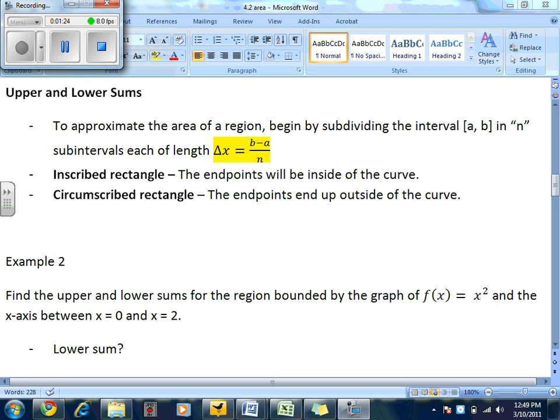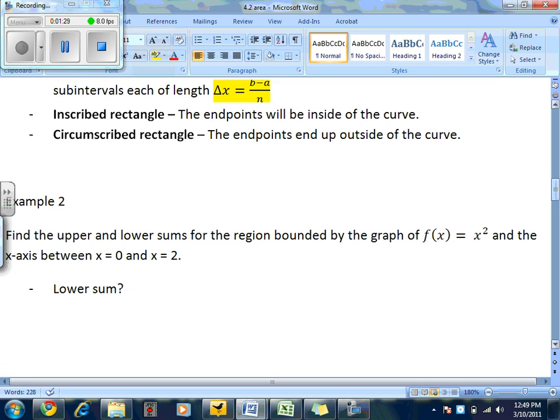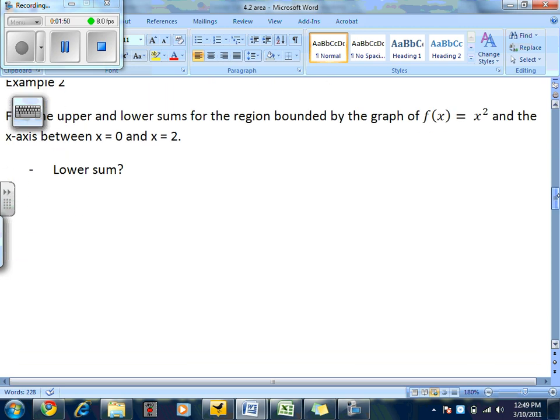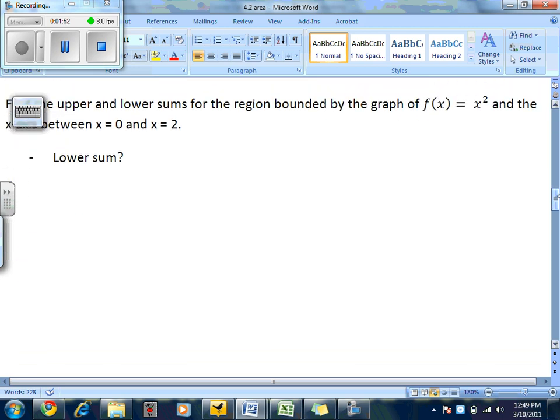All right. What we did earlier, when we started the first video and used the right endpoints, was an inscribed rectangle. The endpoints will be inside of the curve. And then the second example, on the left endpoints, is a circumscribed rectangle, the endpoints that are on the outside of the curve. So here's an example to show you us breaking it into n intervals instead of just any number of rectangles that we want.